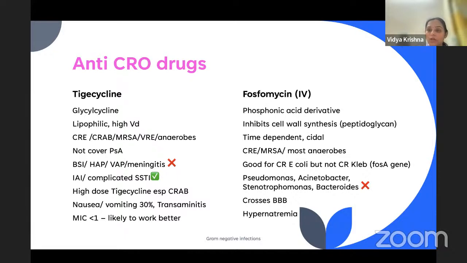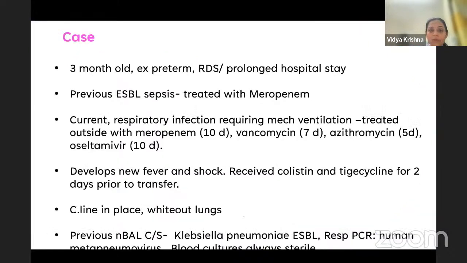This is a very good drug for meningitis. So especially if you have a neonatal meningitis, MDR E. coli and all those things, fosfomycin has very good CNS penetration. So it can be used to treat meningitis. You have to keep an eye on the sodium when you're using fosfomycin.